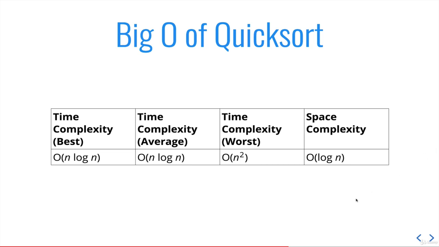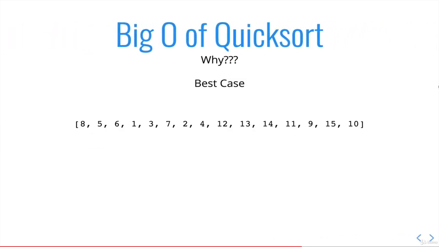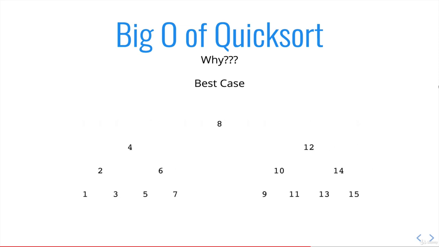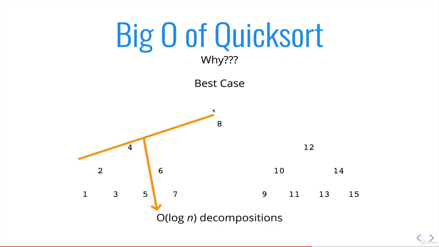So first off, notice that best and average are both O of n log n, which is the same as merge sort. And if we look at best case, for example, here's our array, and we have to make a decomposition, and then another decomposition, another one, just like we did with merge sort, where the pattern here, as n grows, we have to make log base 2 of n decompositions. So as we have more elements, for example, if we had 32 elements, we have to make 5 decompositions, slice it in half 5 times.